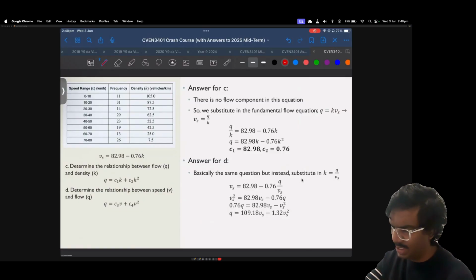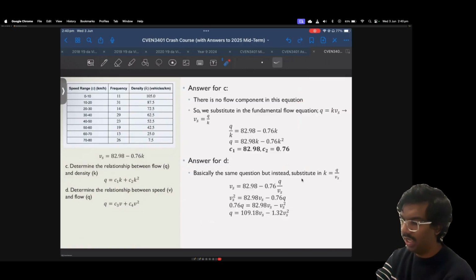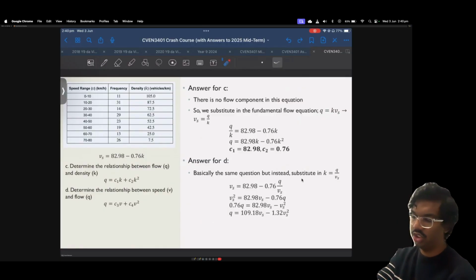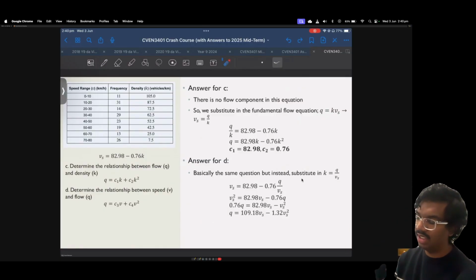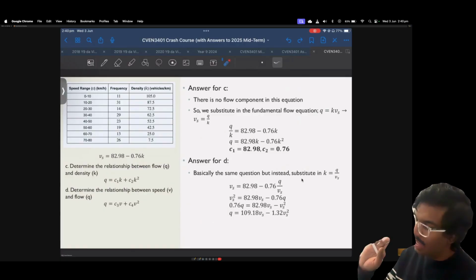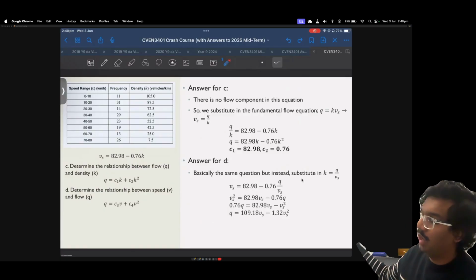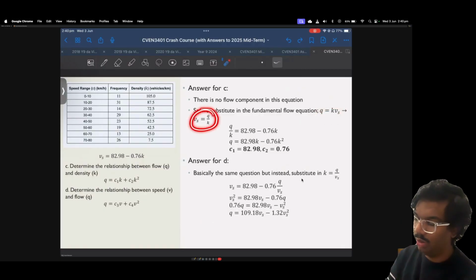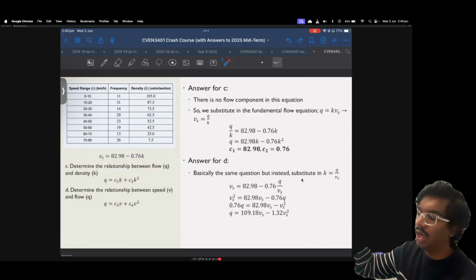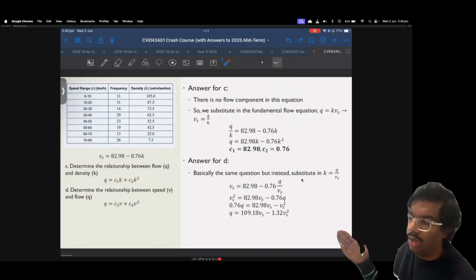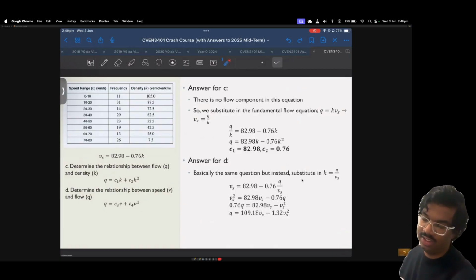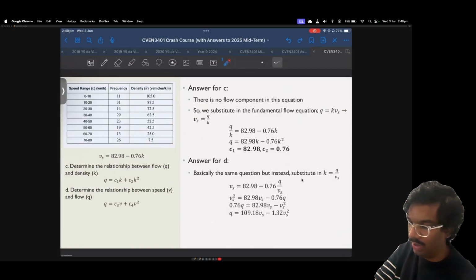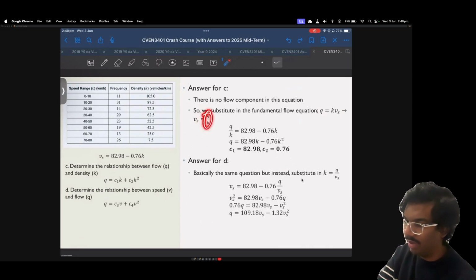So for the answer to C, there is no flow component in this equation, so we substitute in the fundamental flow equation. Remember, Q equals k Vs, and we're trying to shove Q into this equation somehow. If Q equals k Vs, that means Vs equals Q over k. Because we want flow and density, we're trying to eliminate speed, so that's why we sub in Q over k.